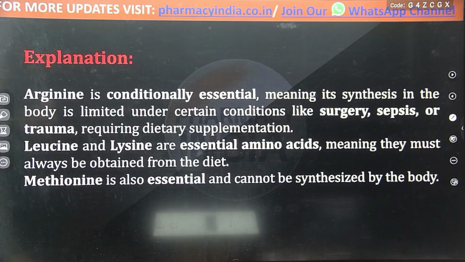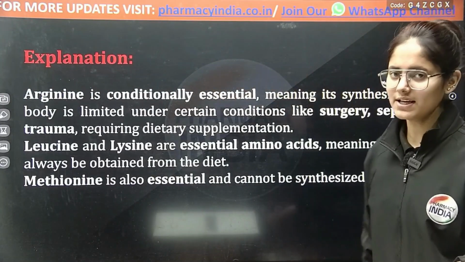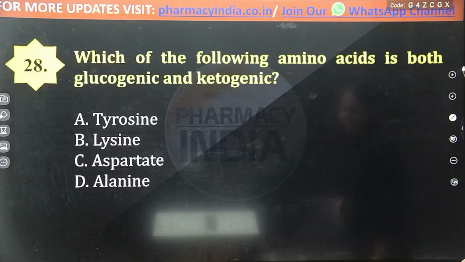Arginine is conditionally essential, making its synthesis in the body limited under certain conditions, for example surgery, sepsis or trauma, requiring dietary supplementation. Leucine and lysine are essential, and methionine is also an essential amino acid and cannot be considered as a conditionally essential amino acid.